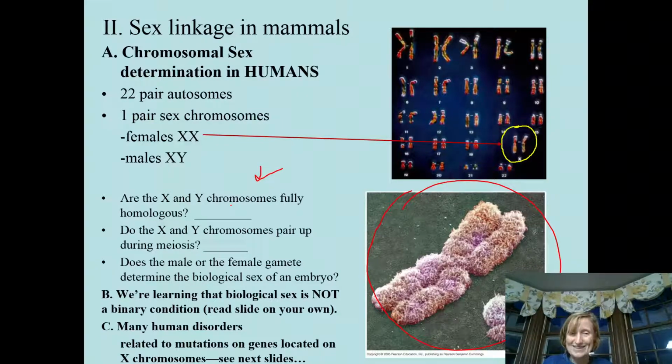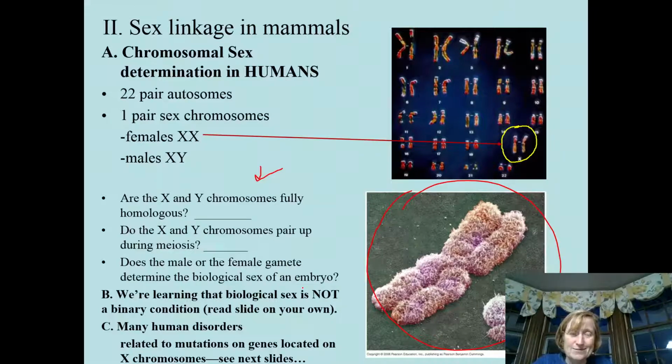They are partially homologous. So they pair up and then separate into gametes when the male is making, why do I keep saying the male? Well, the male makes sperm, and sometimes the sperm will get an X, and sometimes the sperm will get a Y. When the female makes eggs, the eggs all get an X. So the question I have for you is this third question. Does the male or the female gamete determine the biological sex of an embryo?